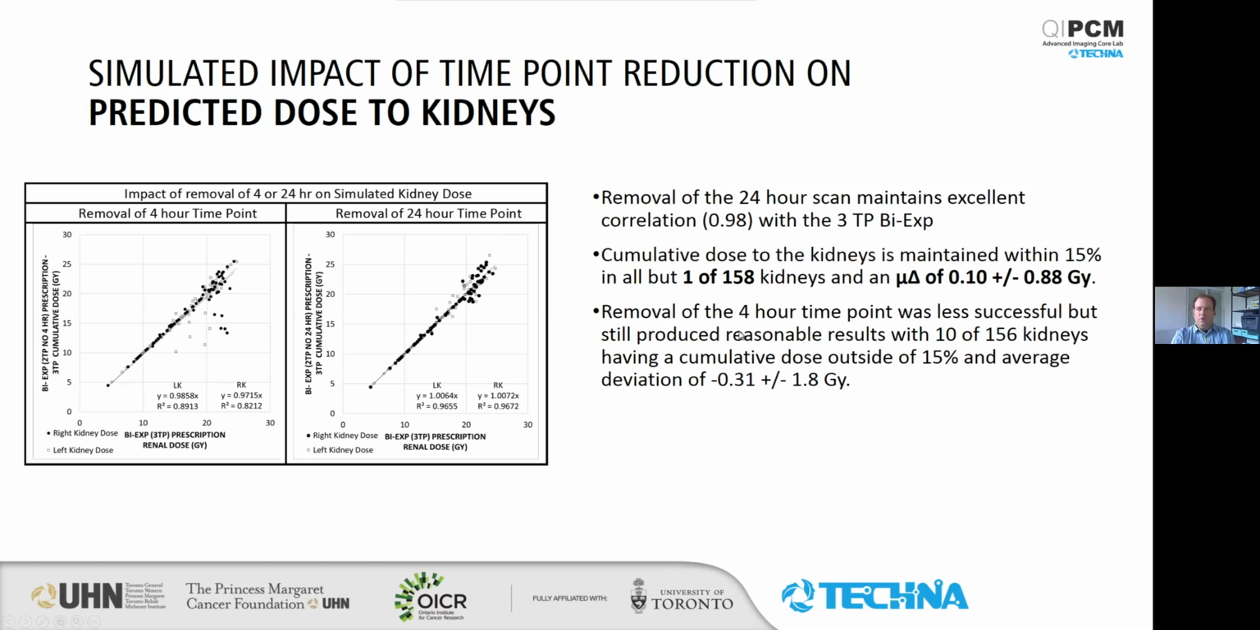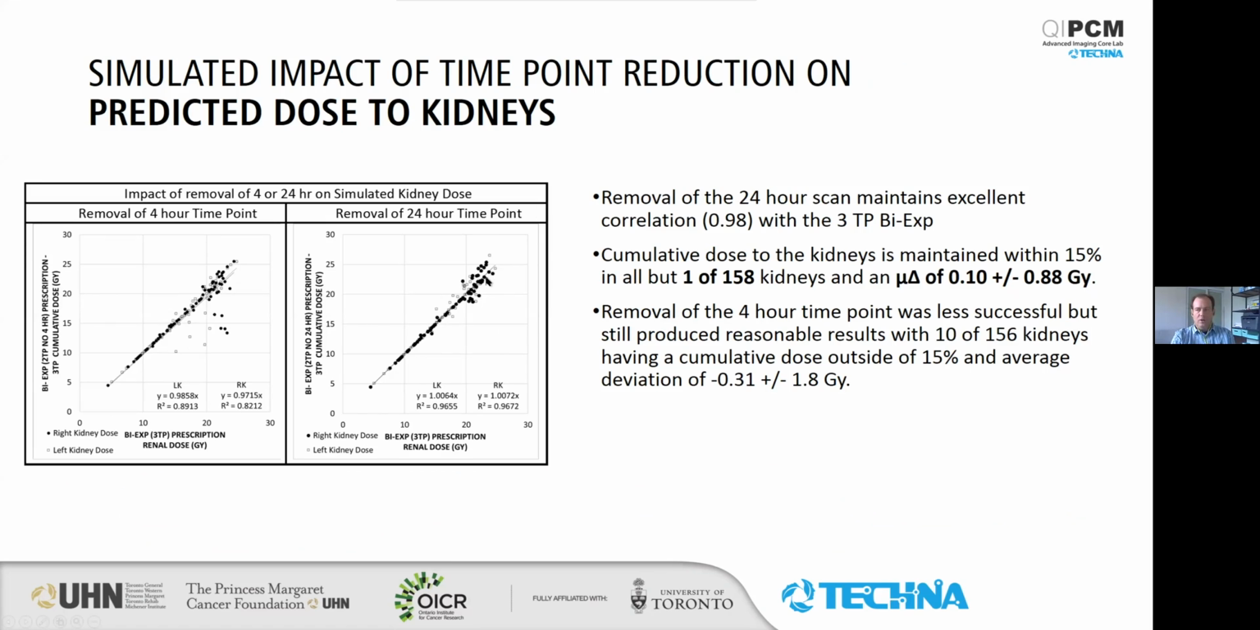So in this third figure, we can see the predicted impact on the dose to the kidneys as a result of performing 2 time point dosimetry. We didn't continue with the 1 time point dosimetry after the previous curve's results. When removing the 24-hour time point, we maintain excellent correlation with the 3 time point gold standard. Encouragingly, the cumulative dose to the kidneys was maintained within 15% for all but 1 of the 158 kidneys, with a mean error of only 0.1 plus or minus 0.8 gray. So that's this curve here, and we can see it aligns very nicely.